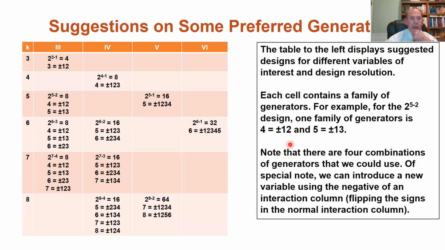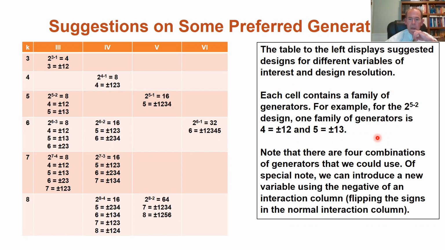The way it's set up is that there are different numbers of variables that we might be interested in. My textbook, for example, has a little bit bigger table. Here are the different design resolutions. If you, for example, consider a 2 to the 5 minus 2, one of the things you'll note there is that we can introduce variable 4 using either a positive assignment on the 1, 2 interaction, or a negative on interaction 1, 2. Similarly with variable 5. So each one of these little cells here defines a family of generators. If you consider all the members of the family, you get the full factorial.